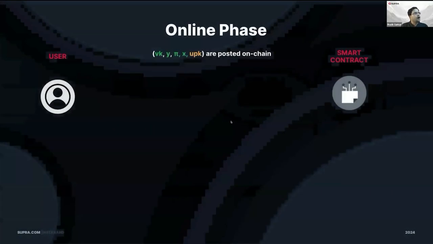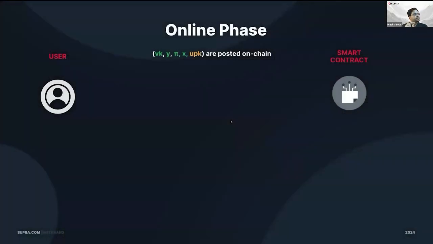Now let me show you how in the online phase the user can generate multiple instantly verifiable outputs. From the pre-computation phase, the verification key of the server is posted. Then the output Y, the proof pi, the input X, and the user's public key are also posted on chain. So everyone knows this.